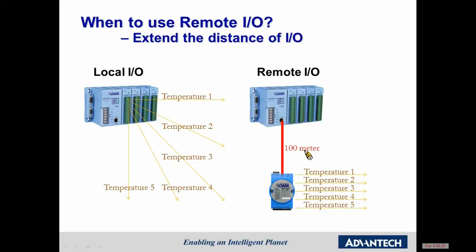When you use remote I/O, it can be used in several ways to extend the distance of I/O and save money on wiring. Instead of running all the wires back to a home run rack-based system, you only have to run a serial or Ethernet cable, as shown here.